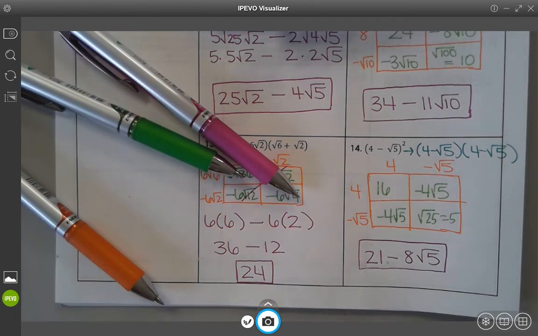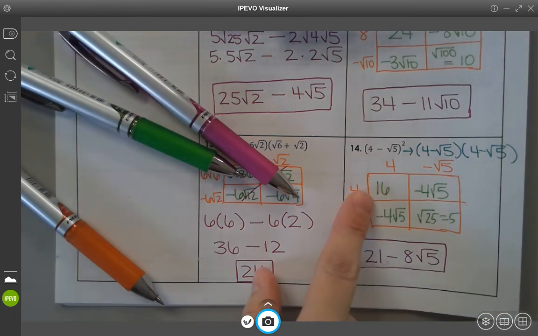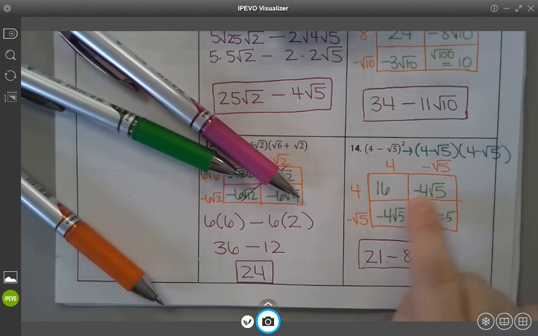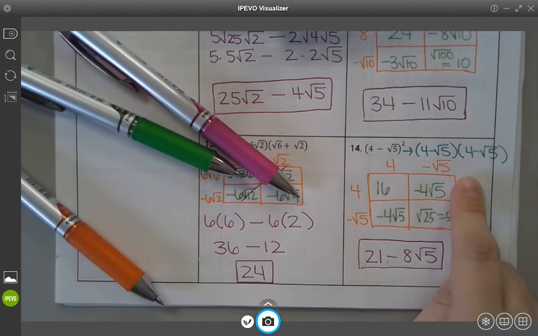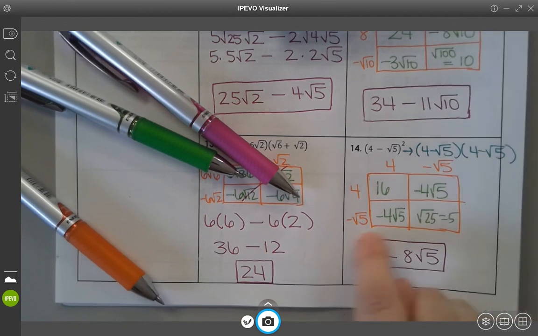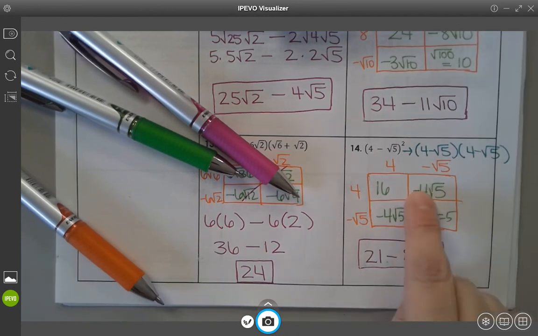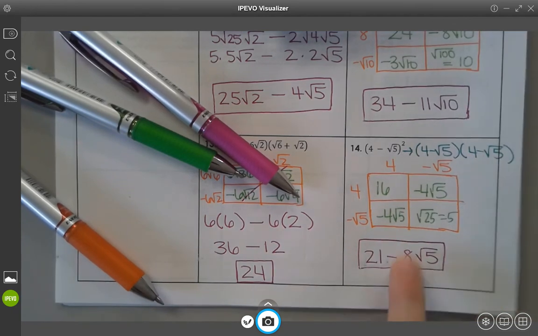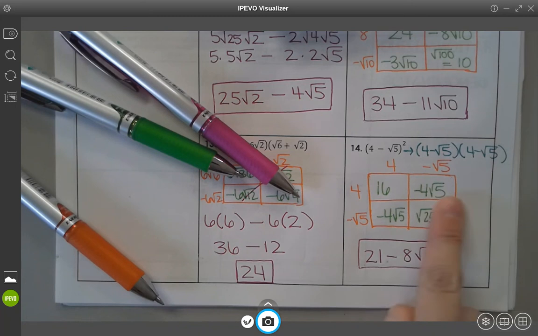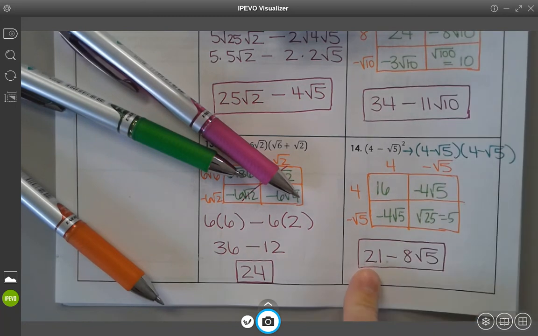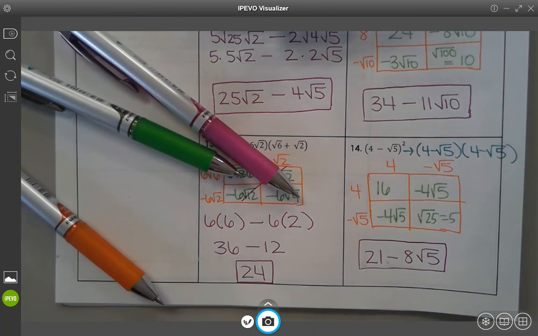All right, you should get 16. And then these two are both negative 4 square root of 5. Those don't cancel. You need a positive and a negative for them to cancel. Because negative 4 and negative 4 makes negative 8 square root of 5. And then this, you get positive square root of 25, which is 5. So that's where I get the 21. The 16 and 5 make 21 minus 8 square root of 5. Are there any questions?